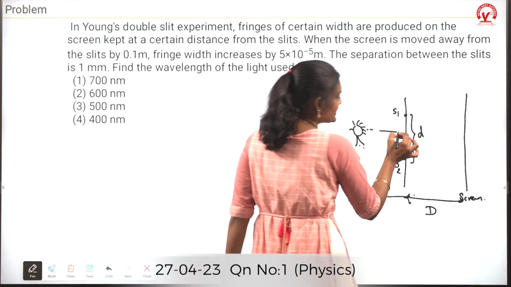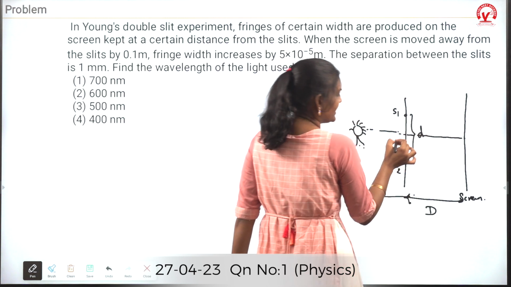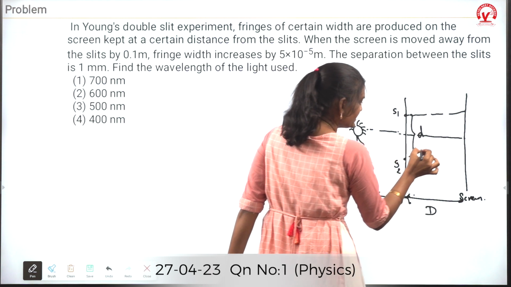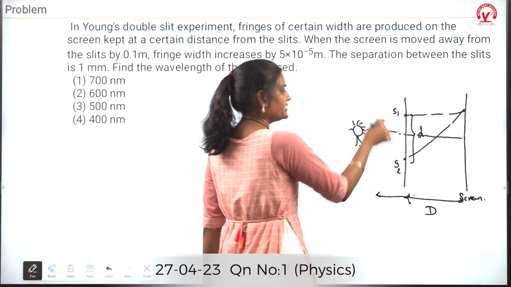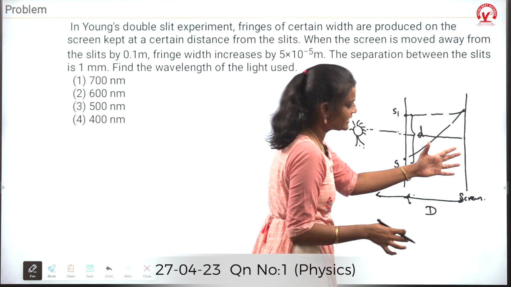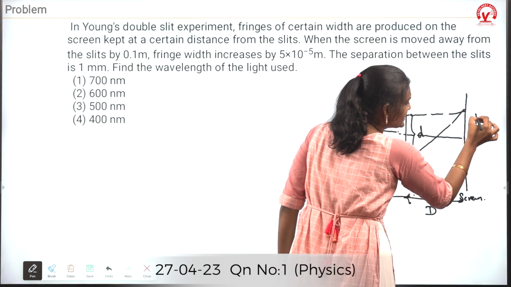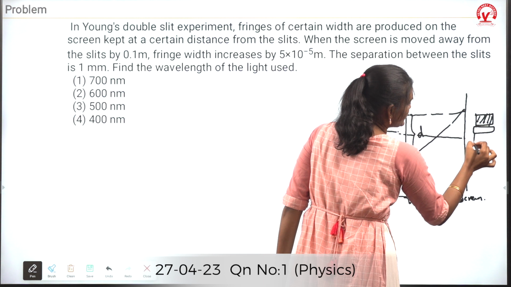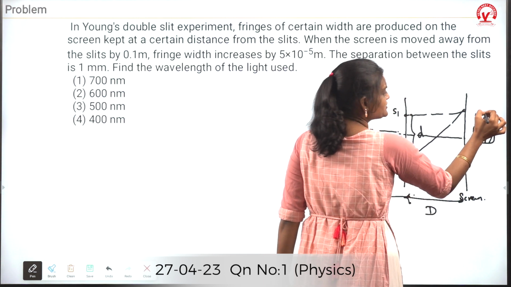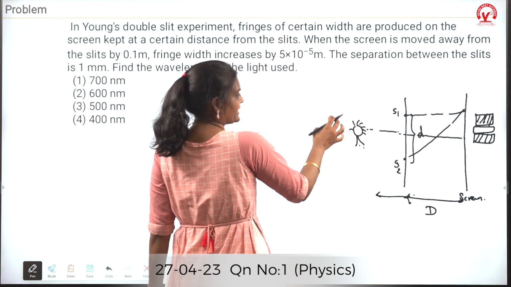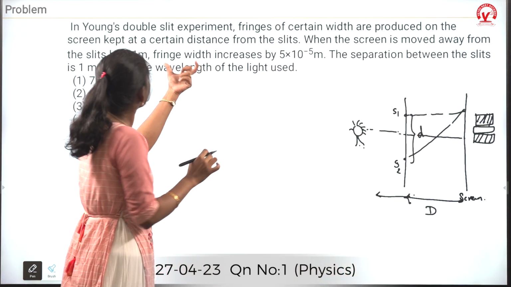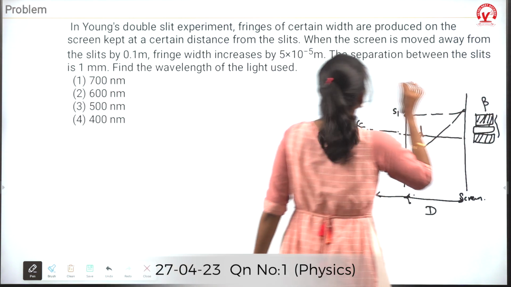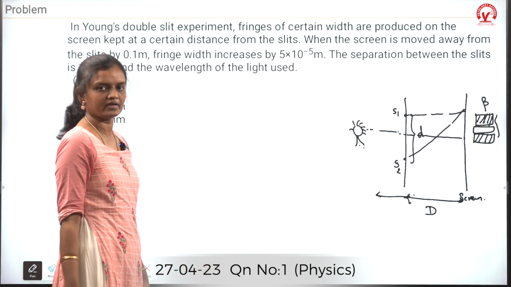If you pass a light, there is a central spot as well as the slits. Light passes here and also comes out like that. There may be many slits, the light passes through and touches the screen, and we get the bandwidth here: fringes, dark fringe, then light fringe, then dark fringe, like that it goes on. Our aim is to calculate the wavelength of the light used. Here they have given that the fringe width increases, this is the fringe width, the beta value, by 5 × 10^-5 meter.